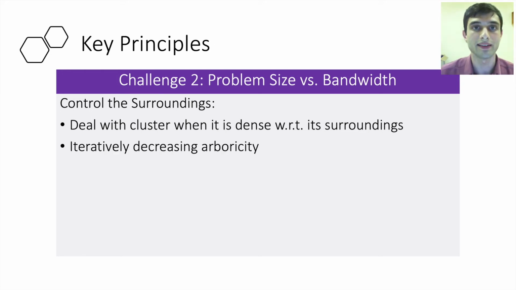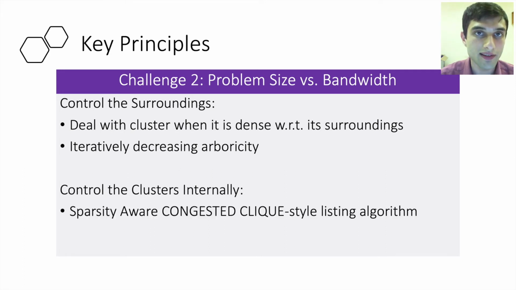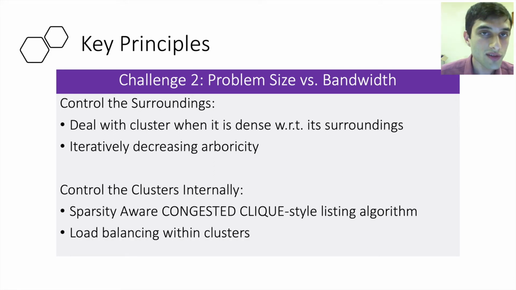We do this by decreasing the arboricity in an iterative manner in the entire graph. We make sure that the arboricity of the graph is always roughly equal to the minimal degree inside the clusters that we consider. We want to be able to perform a sparsity-aware algorithm inside the clusters in order to use the fact that we're running on a sparse input graph, and so we can run faster. Also, we have lots of load balancing to perform within the clusters themselves to make sure that no node sends or receives too many messages.